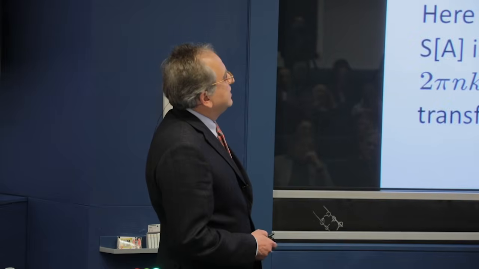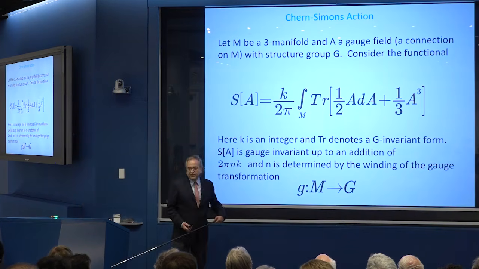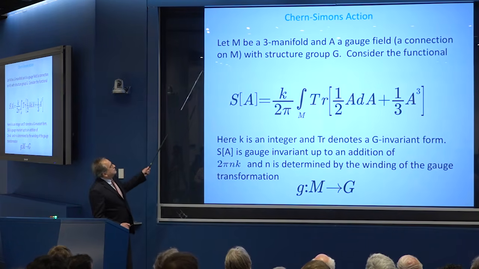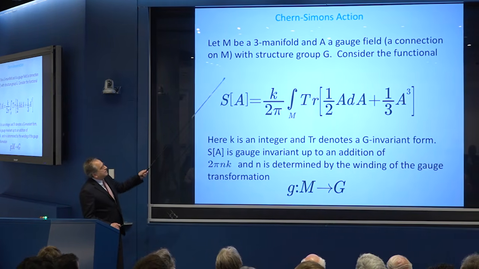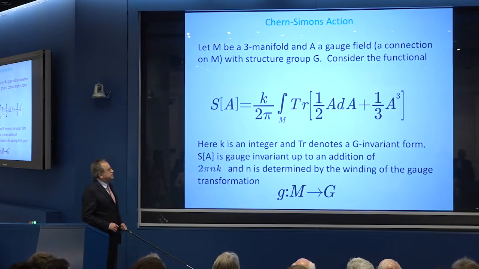So what is Chern-Simons? Well, we just heard from Jim about the beginnings of the subject, so I will just tell you briefly about some aspects of the definition of the Chern-Simons action. So we start with a 3-manifold M, and we take a gauge connection, a gauge field, which is a connection on M, with some structure group G.